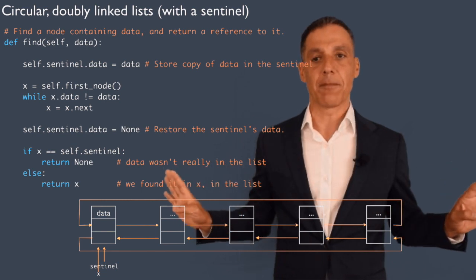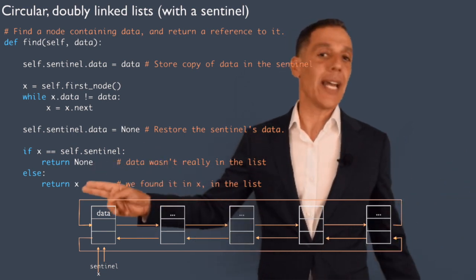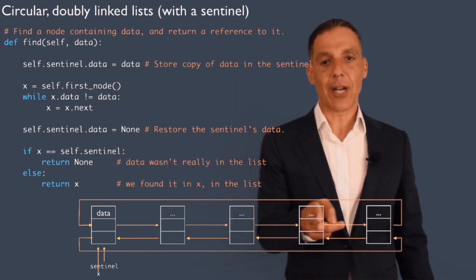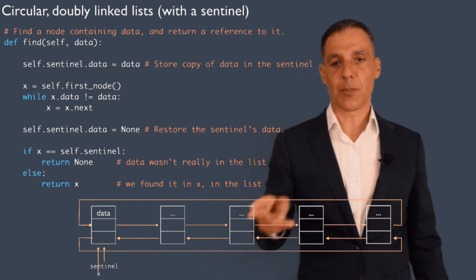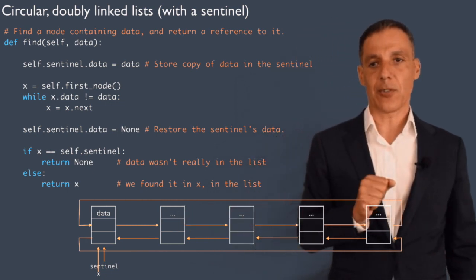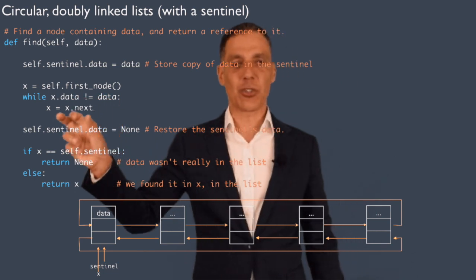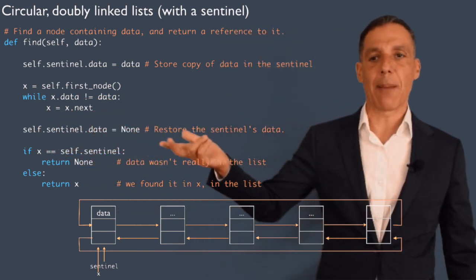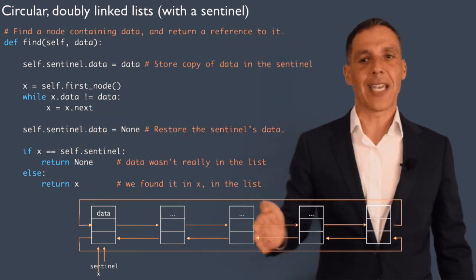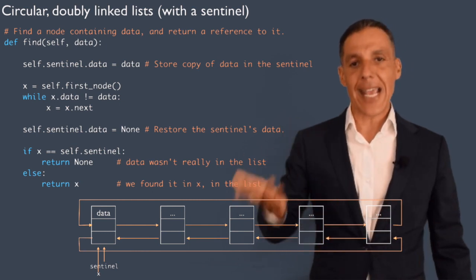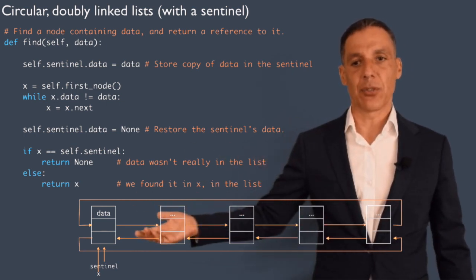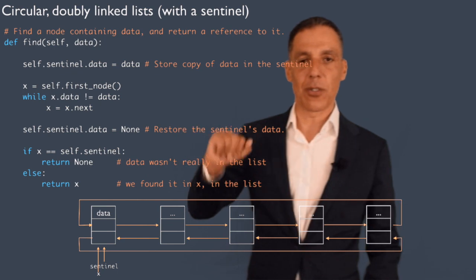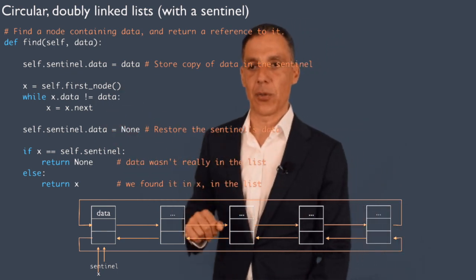You didn't find it. And if that's not the case, well, then I just return the node because that's where I found it, either in this position, this position, this position, or this position. Okay? So just a clever little trick. I didn't have to do it this way. I could have had two stopping conditions. I could have said, well, x.data does not equal data and you have not reached around to the sentinel, but this is a cute little trick to just sort of tighten up that code a little bit.